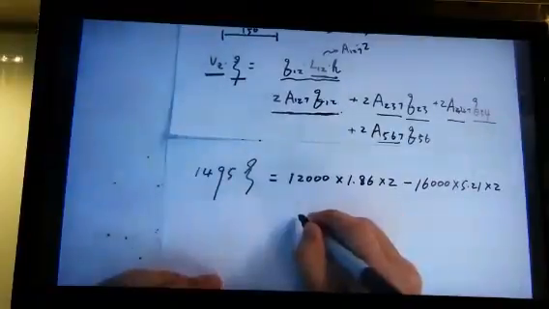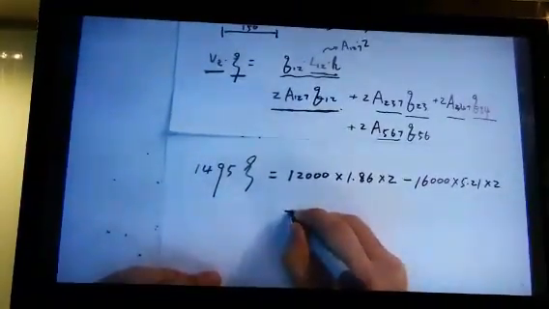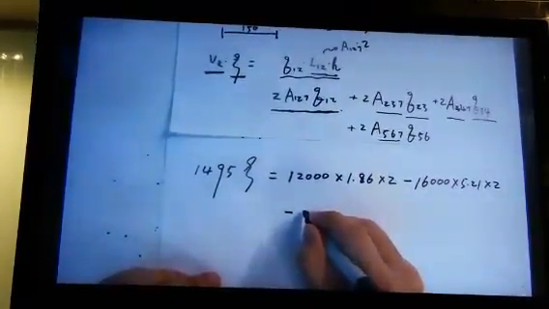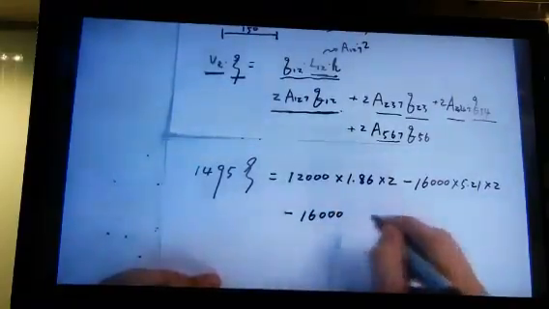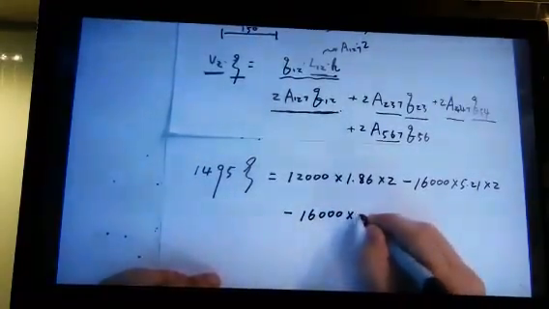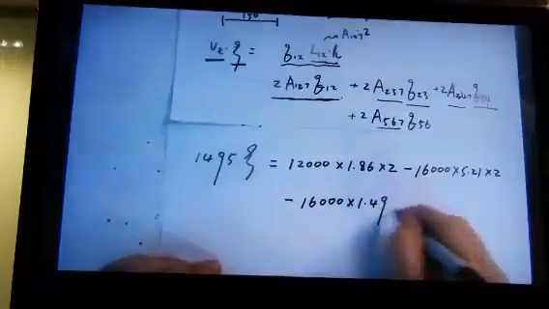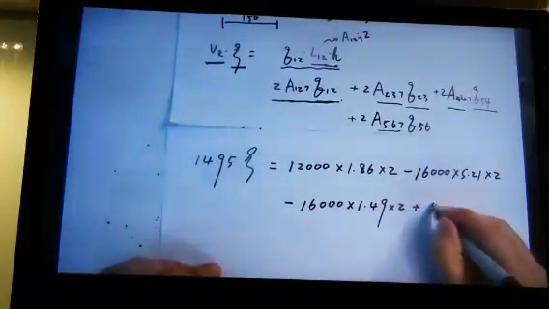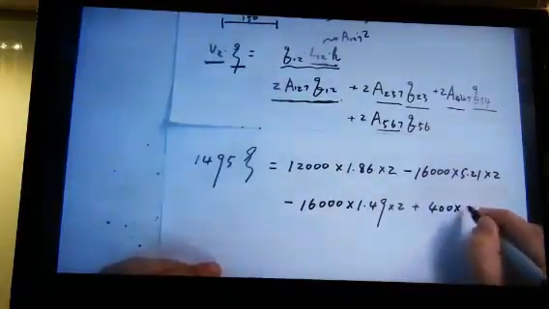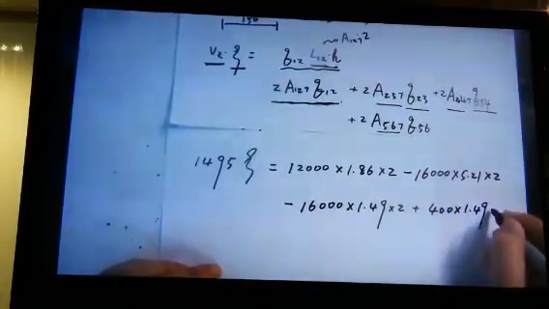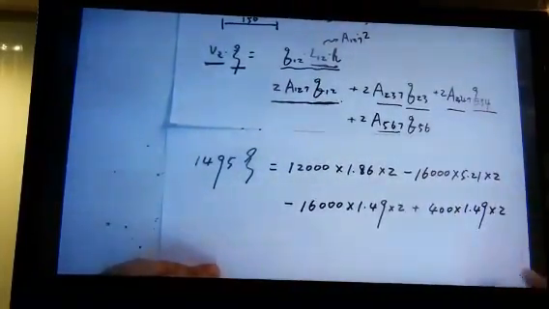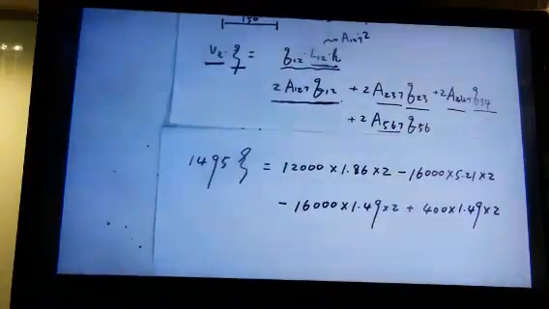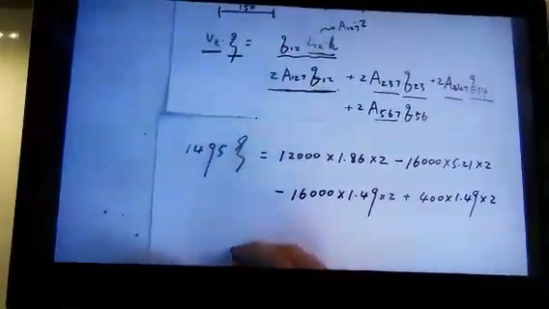And then 347 is 16,000. The shear flow is 1.49 times 2. And the last one, the area is 400, and the shear flow is 1.49 times 2. This is everything on the right. Then the only unknown is e.